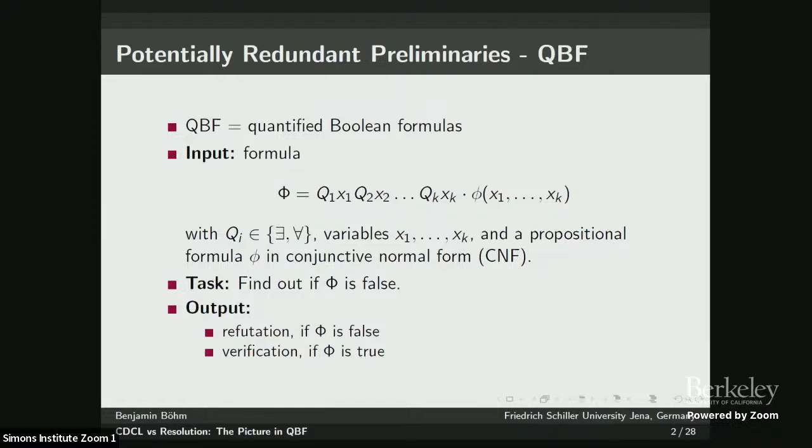So we are dealing with quantified Boolean formulas. Each formula consists of a prefix that is all quantifiers and a matrix that is just a propositional formula in CNF. And we want to find out if our formula is false or true. If it is false, we want to return a refutation. And if it is true, we want to get the opposite of a refutation, I would say, a verification.